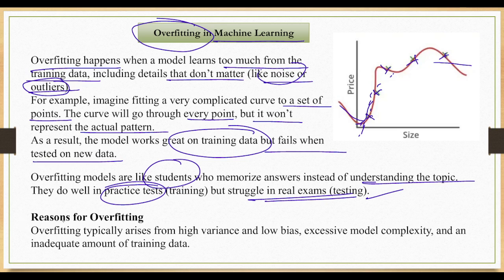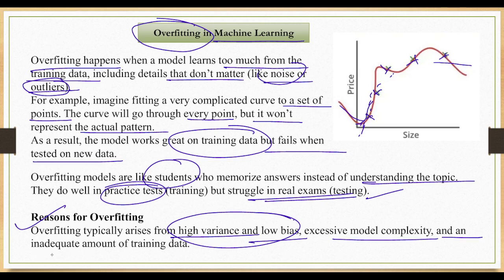So what may be the reason for overfitting? Overfitting typically arises from high variance and low bias, excessive model complexity, and an inadequate amount of training data. So if the amount of data is inadequate, that also may result in overfitting.